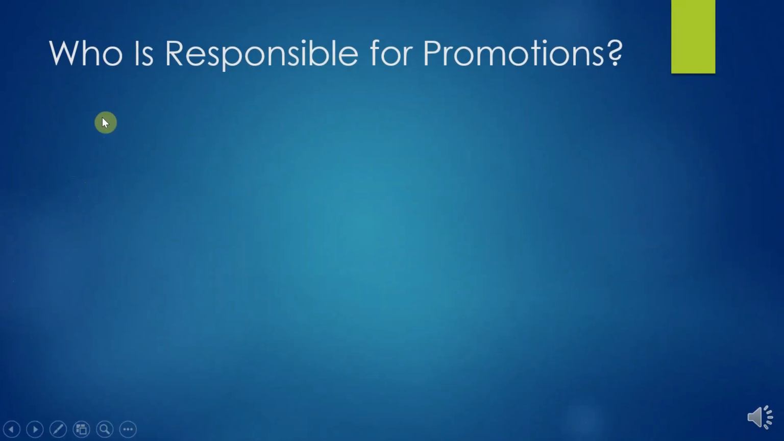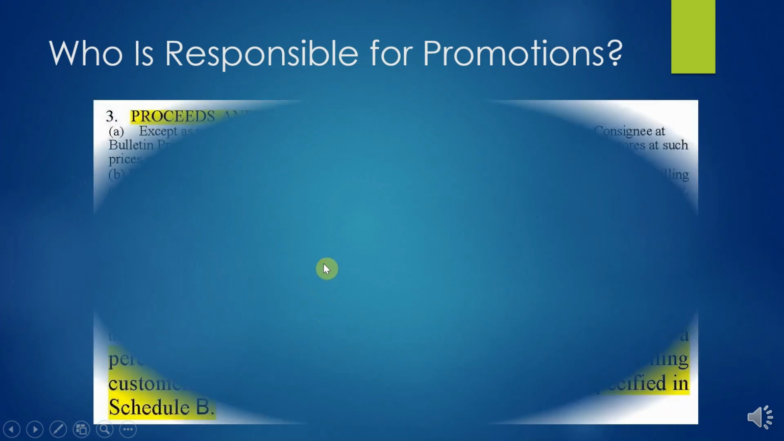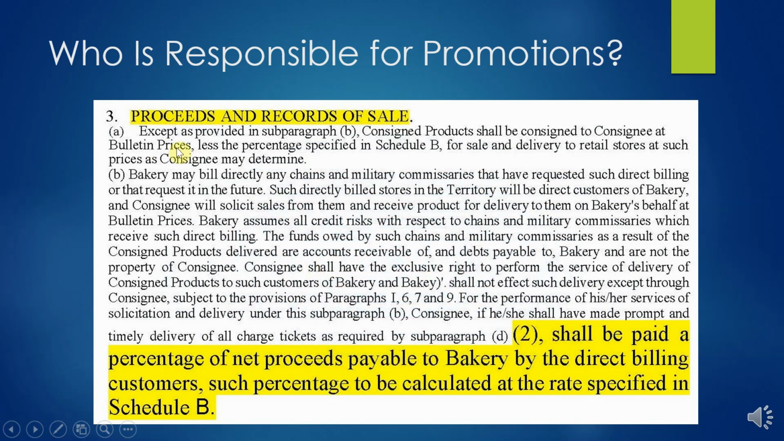Let's talk about who is responsible for promotions. Is it Pepperidge Farm or are distributors responsible? We have known in the past that distributors are paid on invoices before proof discount. But let's take a look at the contract again. This would be paragraph 3, proceeds and records of sale.